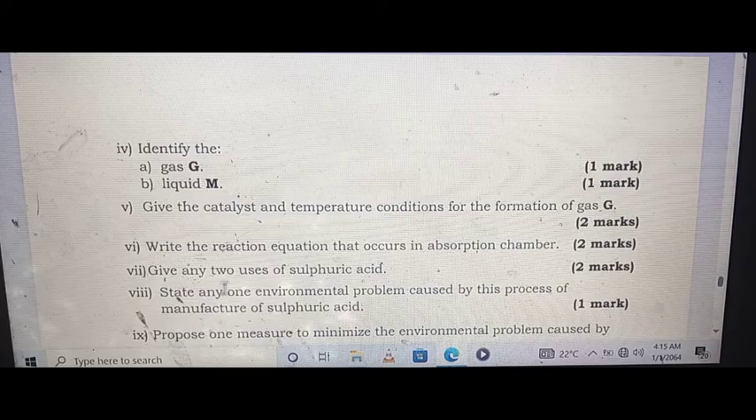7. Give any two uses of sulfuric acid. The correct answer: sulfuric acid is used in fertilizer, batteries, and detergent. 8. State any one environmental problem caused by this process of manufacture of sulfuric acid. The correct answer is air pollution or acid rain.